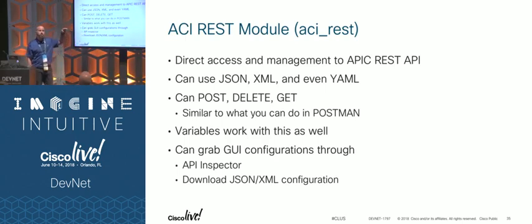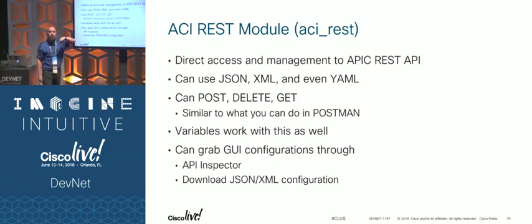And you can actually start to build a library by grabbing configurations either via the APIC or the API inspector, if you have already worked with the API inspector. The API inspector will allow you to see what configurations go to the APIC REST API, either JSON or XML.